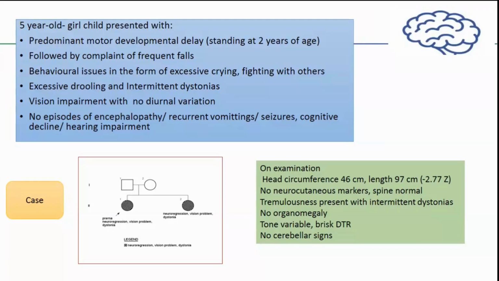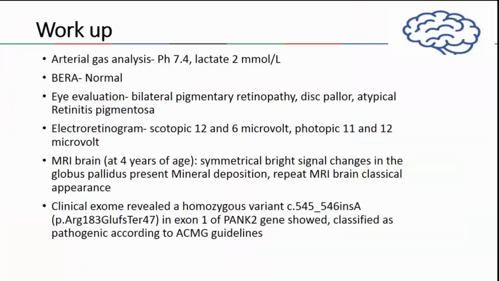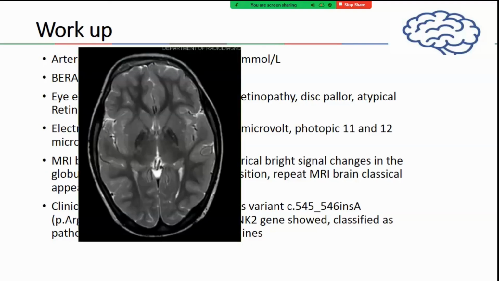Okay, so here we did not have many clues on clinical examination, and the workup was almost normal. In eye findings, there were bilateral pigmentary changes. There were some changes on electroretinogram, but MRI brain actually gave us a classical finding which clinched the diagnosis, which I'll be showing, with some mineral deposition in the globus pallidus. And on exome sequencing, it was actually a variation in the PANK2 gene, which caused these iron depositions because of the abnormality in iron metabolism.